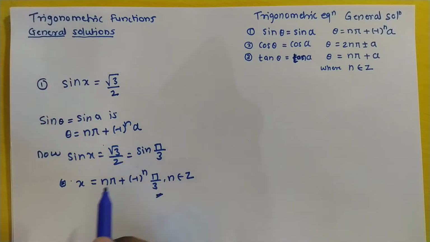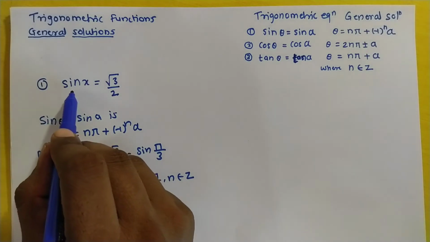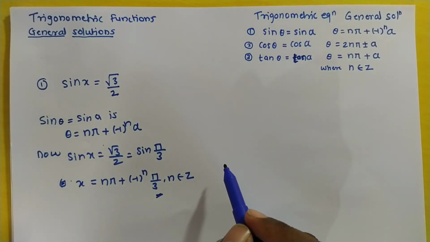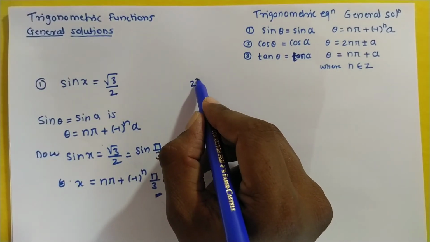So this is the general solution for the trigonometric equation sin x equal to root 3 by 2. Now we take the next example.